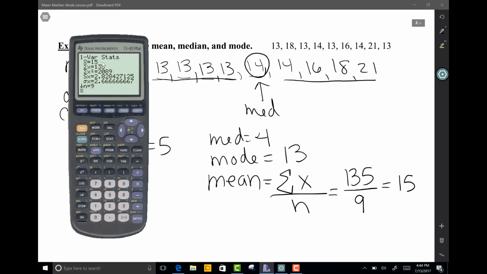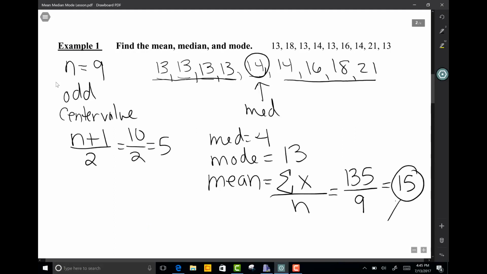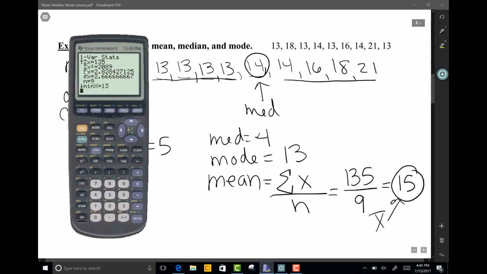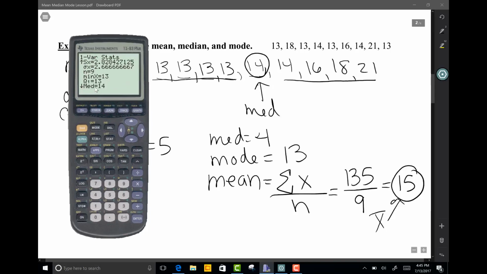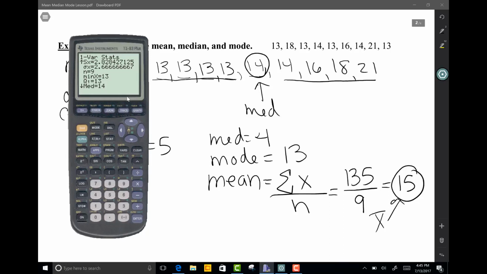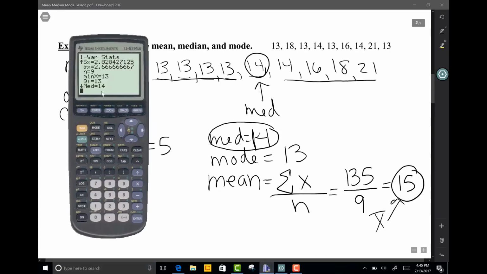Now, when you look at this right here, the x-bar, that's your mean. And that's what we got. That's my mean. If you scroll down a little bit, you'll see Med. The Med stands for median. And you'll see that the median is 14. Oops, I noticed I forgot my 1 there. There's my median, it's 14. So the calculator can check your arithmetic for you.